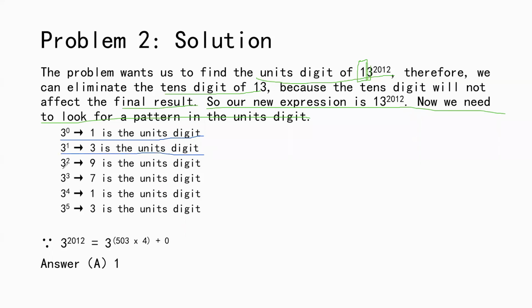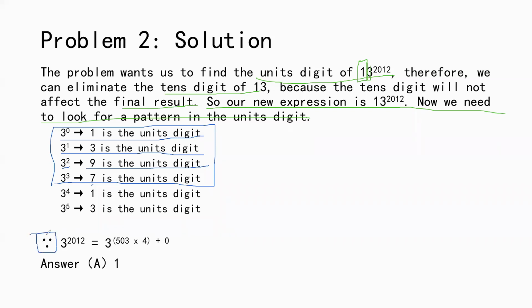The unit digit is 9 for 3 to the power of 2, and 7 for 3 to the power of 3, 1 again for the power of 4, 3 again for the power of 5. We can see again, we see a cycle, right? It's a pure coincidence that it is a cycle of 4, but so be it.